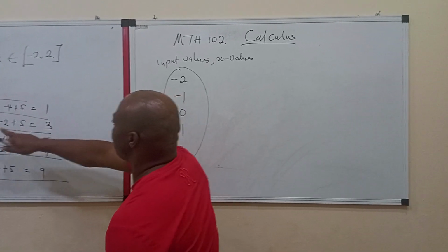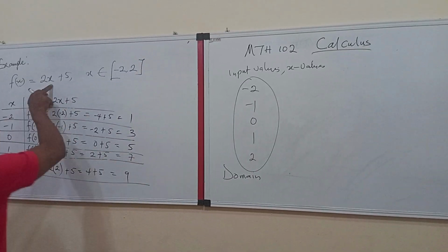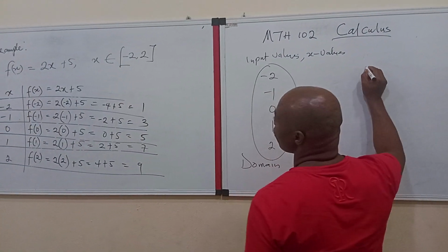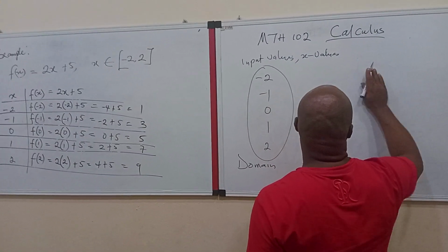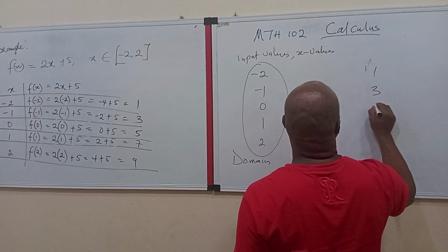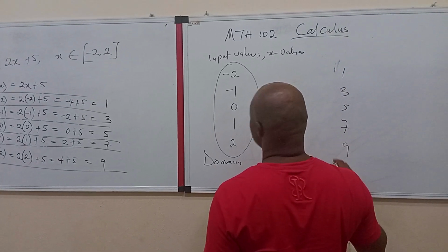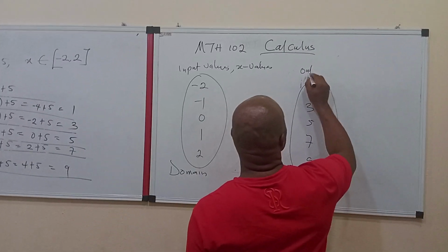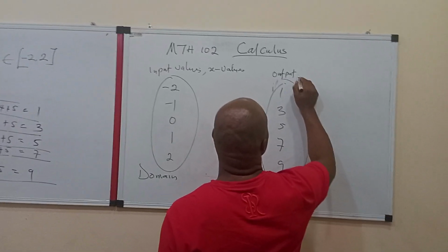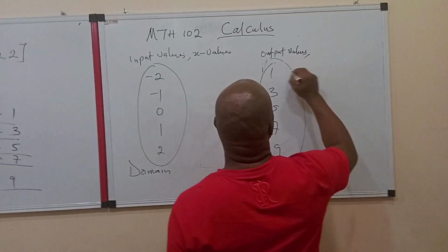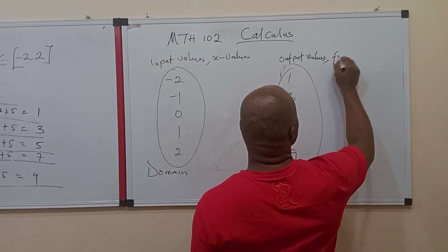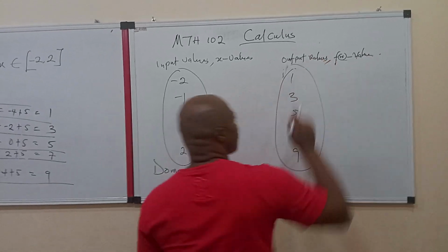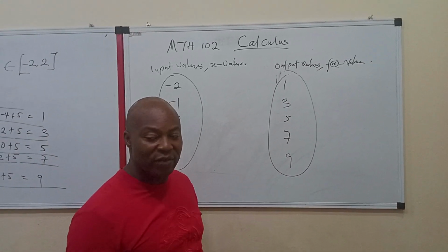Now the other one, as we put, based on this relation, the answers we get now are 1, 3, 5, 7, and 9. The things we get, formally, we call them output values, or f of x values. But this one, we know they call them output values or f of x values.